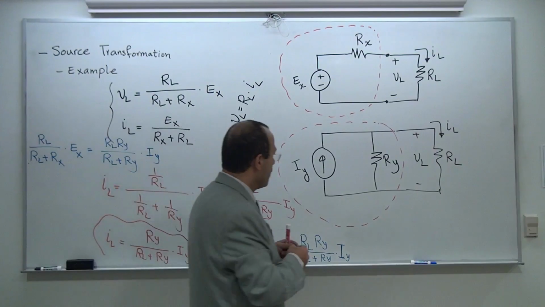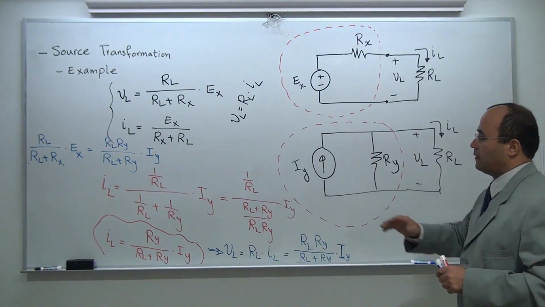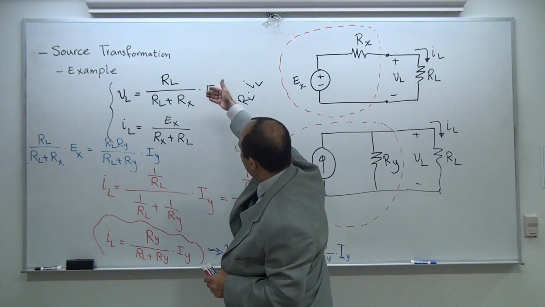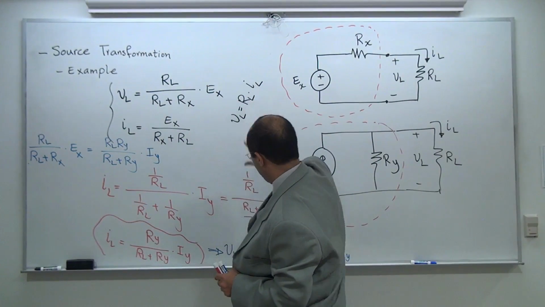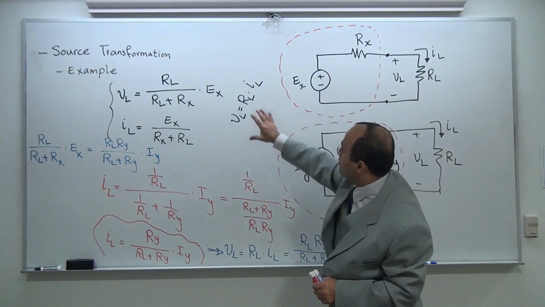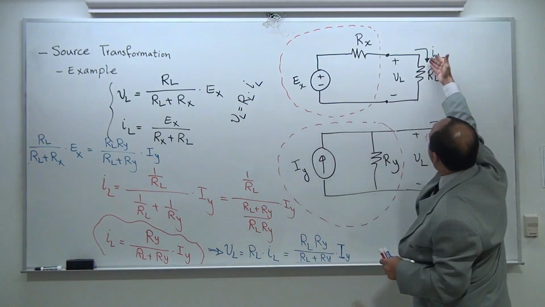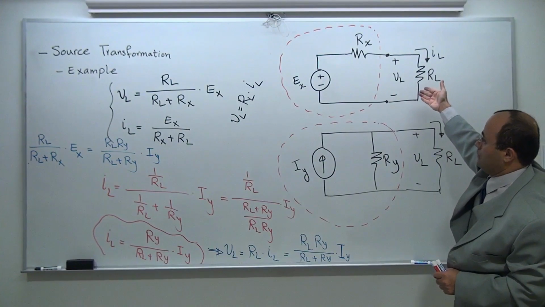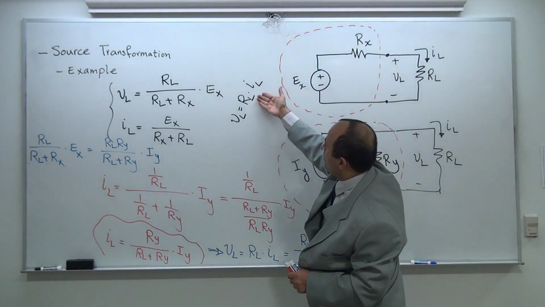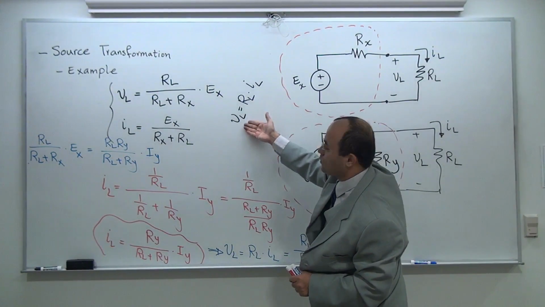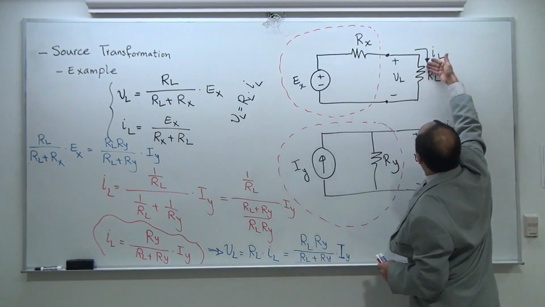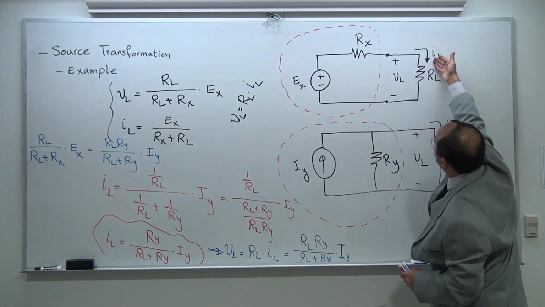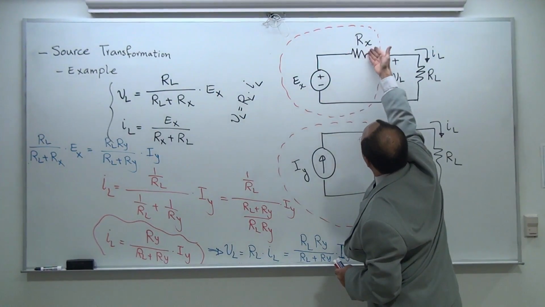Before I go ahead and analyze what we just got, I want to backtrack a bit of a step and see what happens in these two scenarios. This one, if RL is 0, what happens to my VL? If RL is 0, regardless of what IL is, VL is supposed to be 0. If RL is 0, that's going to be a short line, and it's going to give me IL. IL would be EX divided by RX.